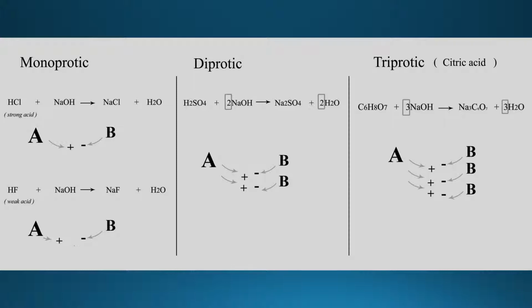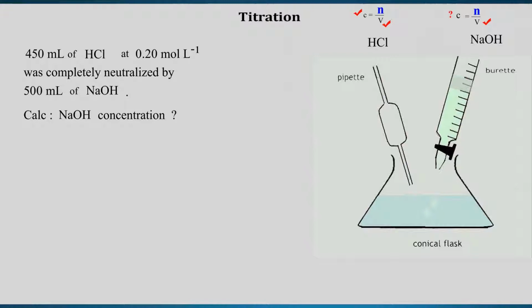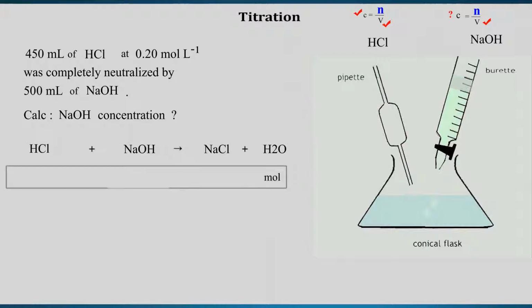Here in the following two examples, the first is monoprotic, the second is diprotic. Now let's start. Example 1. That much HCl, monoprotic, with that much base. Find the unknown NaOH. Equation. Formula. What has been known?